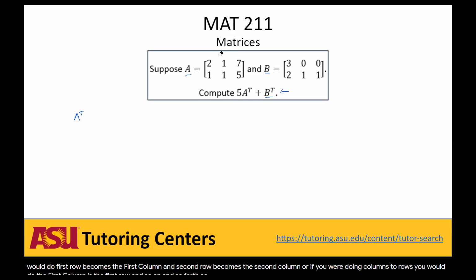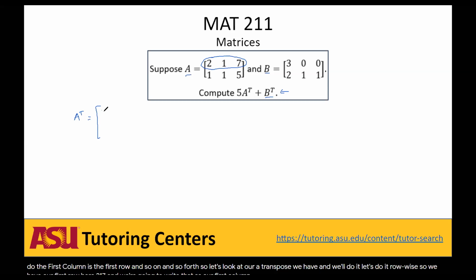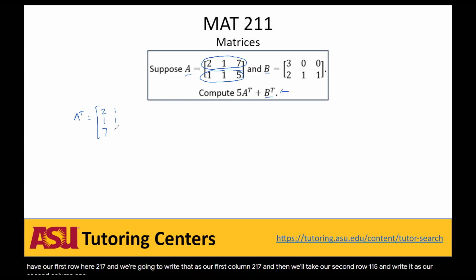So let's look at our A transpose. Let's do it row-wise. We have our first row here, 2, 1, 7, and we're going to write that as our first column, 2, 1, 7. And then we'll take our second row, 1, 1, 5, and write it as our second column, 1, 1, 5. So that is our A transpose.